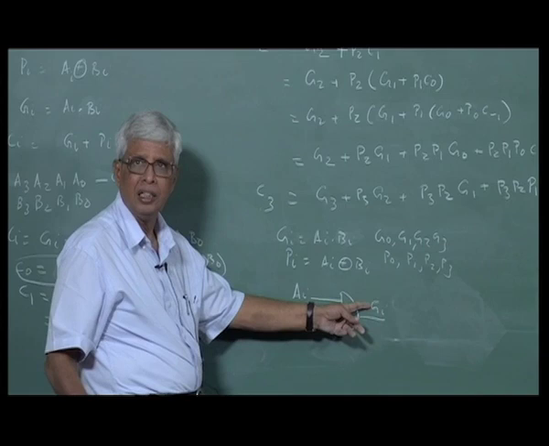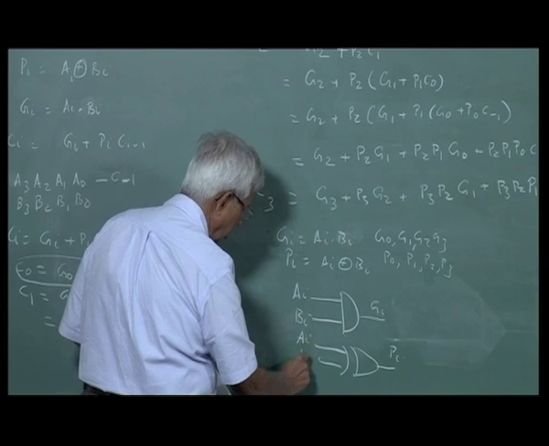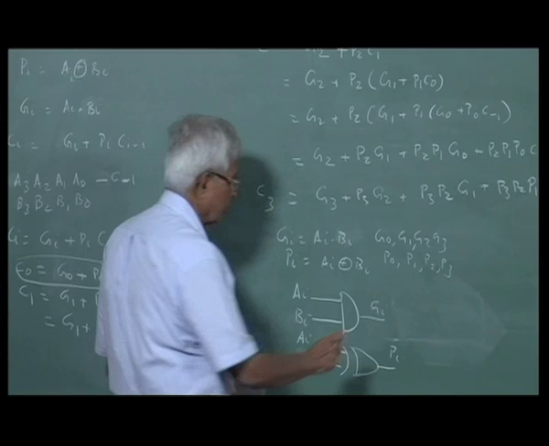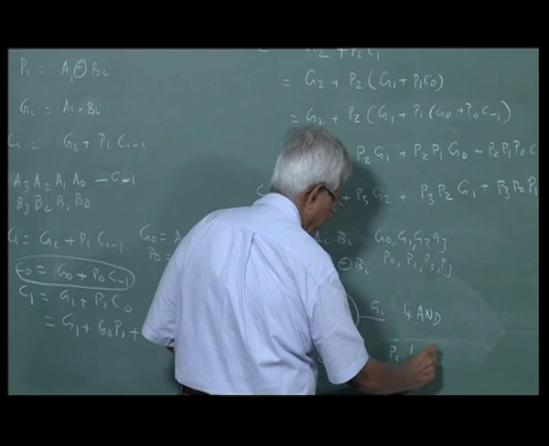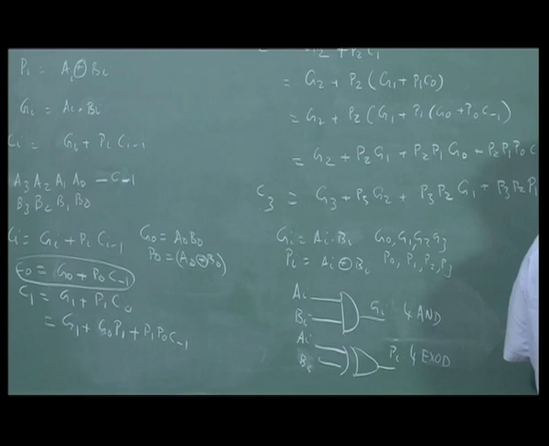Then I will also calculate Pi using exclusive OR gates. I will have 4 such gates for P0, P1, P2, P3. So, I already used 4 AND gates and 4 XOR gates. I can compute them. Then I am going to use a logic in which I will put all these values.